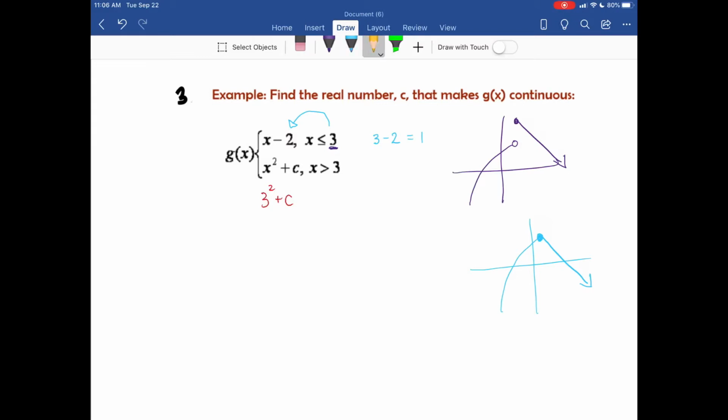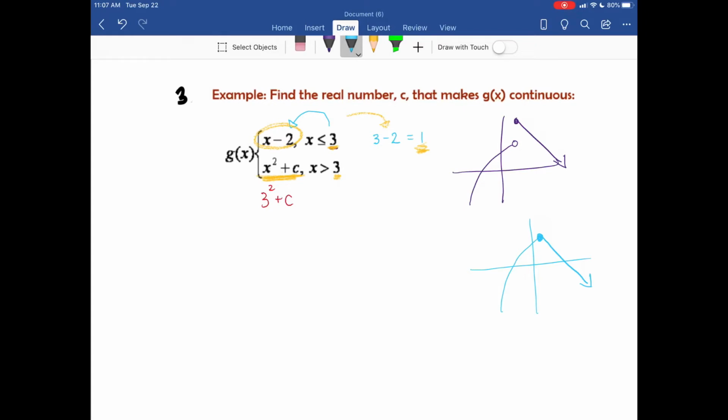So let's look here. If I were to plug in 3 into that top expression, you might see I did that right there, and I plugged in 3 for x. And so 3 minus 2 gives me 1. So I know that this graph ends at the point (3, 1), which means I want this portion of my graph to begin when x is 3 at y equals 1.